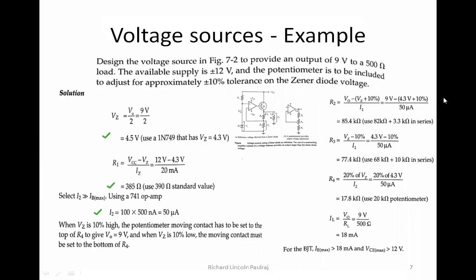So 10% here is actually for 4.3, right? So it's going to be 0.43. You're going to add 0.43 with this 4.3, and you will get around 4.7, 4.8 something. So 9 minus that value, 4.73 you'll be getting for this. So 9 minus 4.73, you get a value, and that value divided by 50 microamps. Are we getting 85.4?